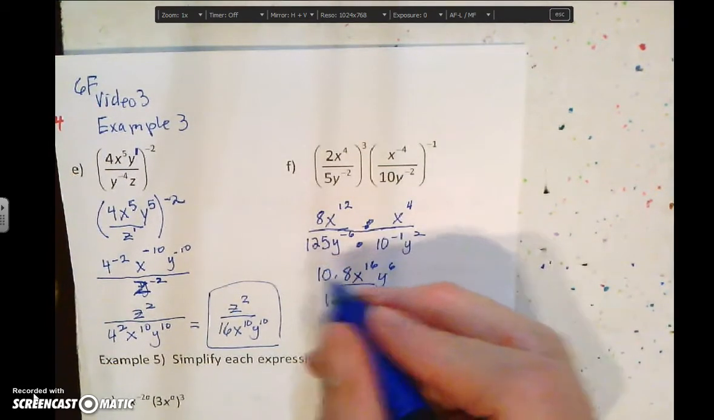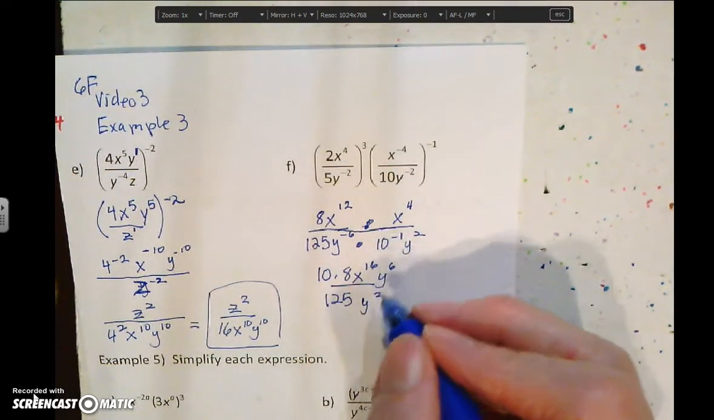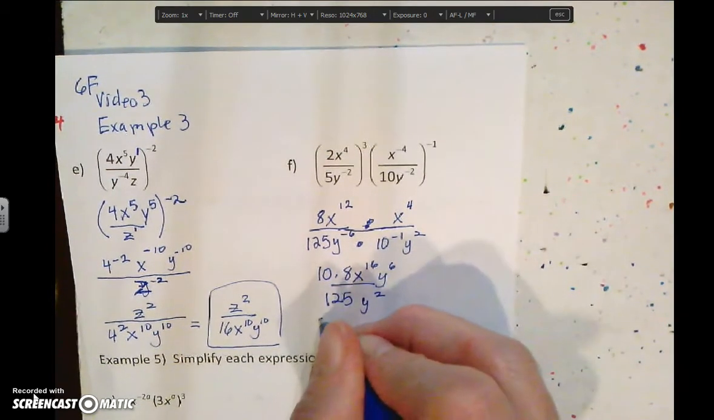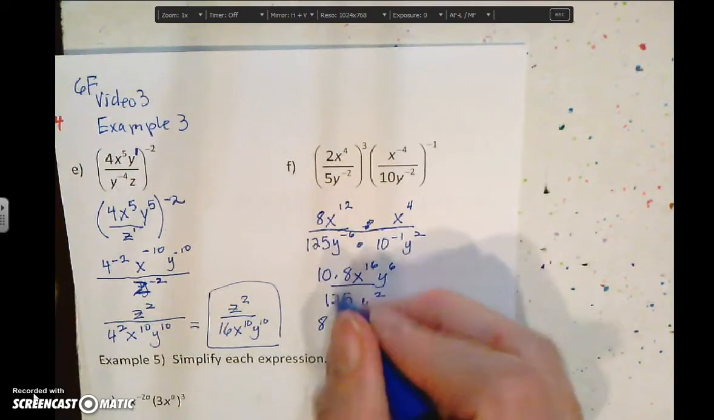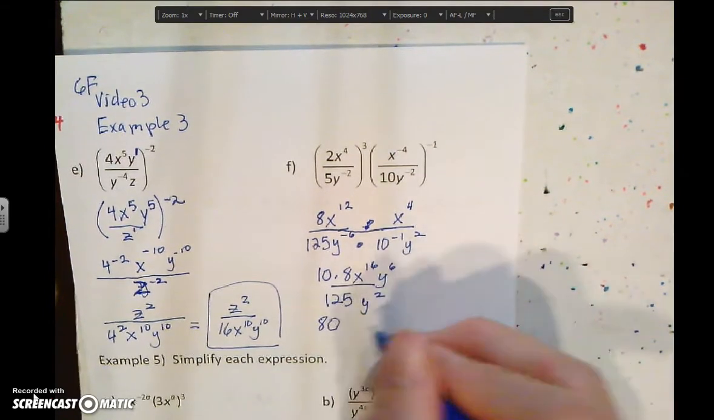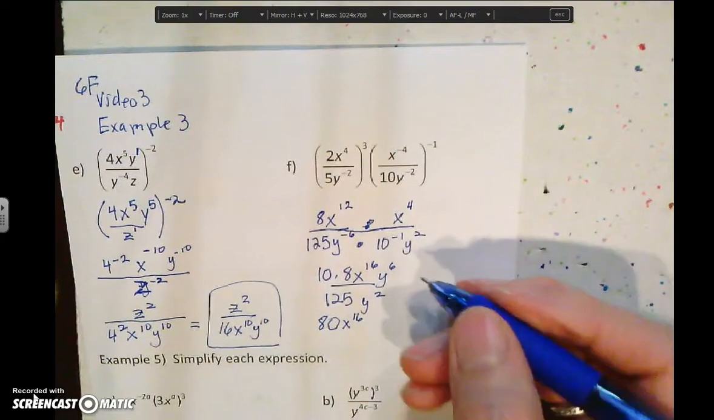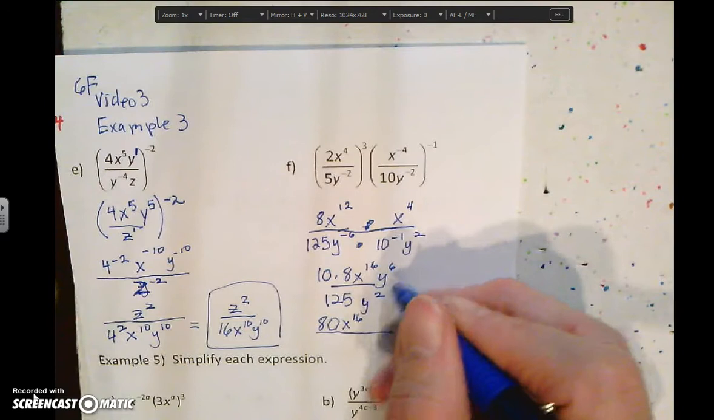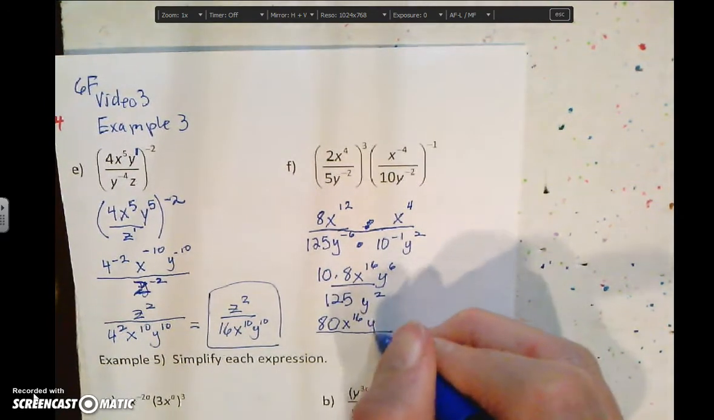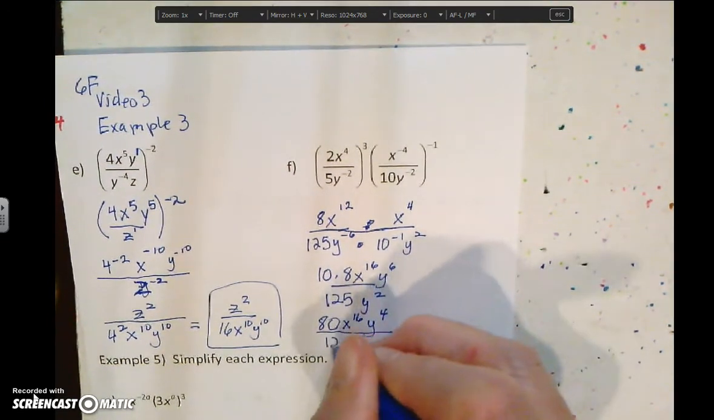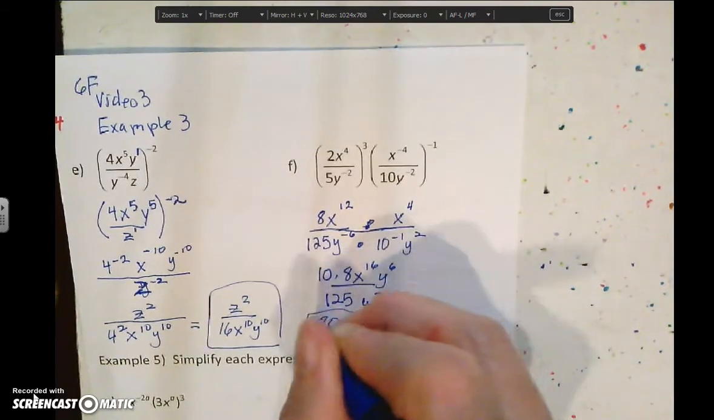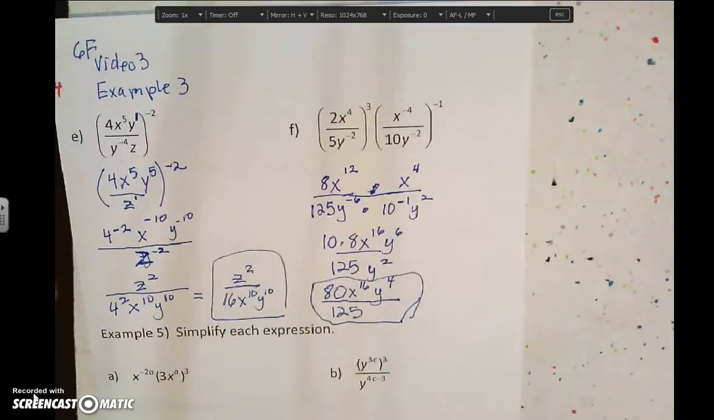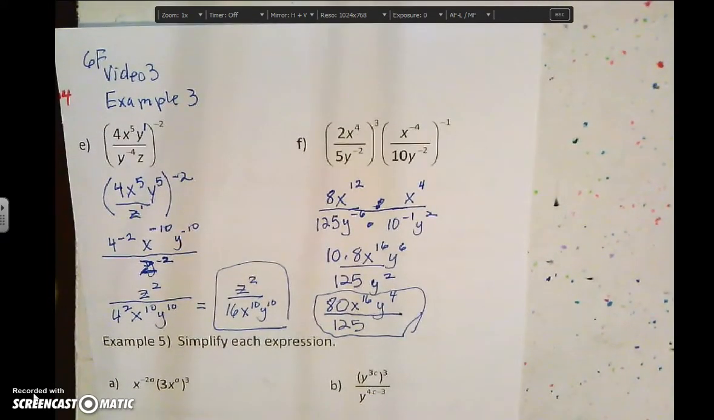Then we can put together our y's here and get, let's see, we get 80. So multiplying here, 10 times 8 is 80. I have x to the 16th. Then I have y to the 6 minus 2. So 6 minus 2 is y to the 4th. I've still got the 125, and that's my answer. A lot of steps in that one, and you just have to be careful. There's no right or wrong order, as you can tell by the way I did it.